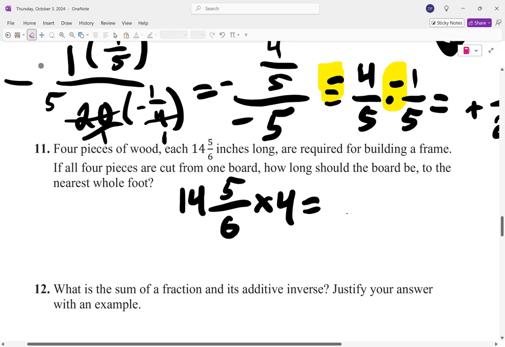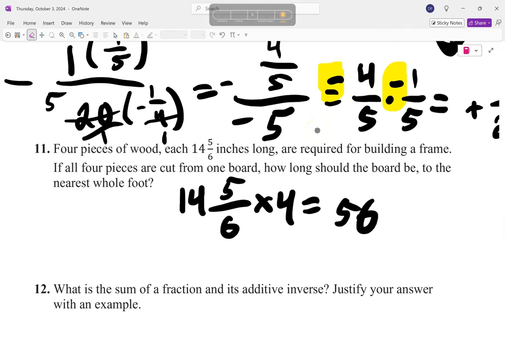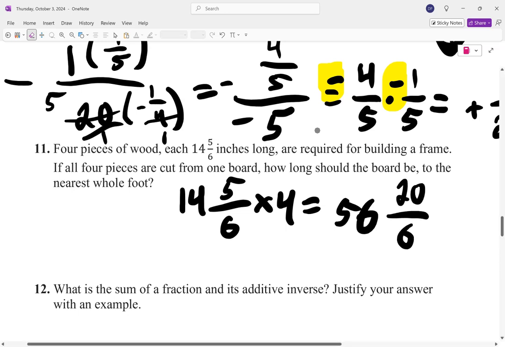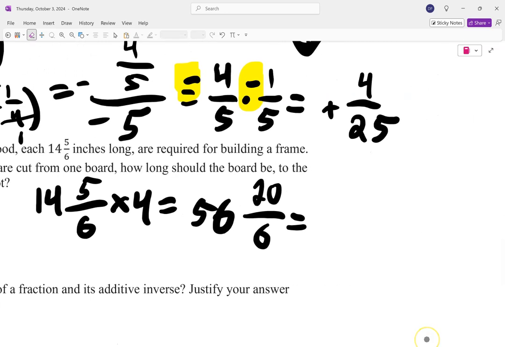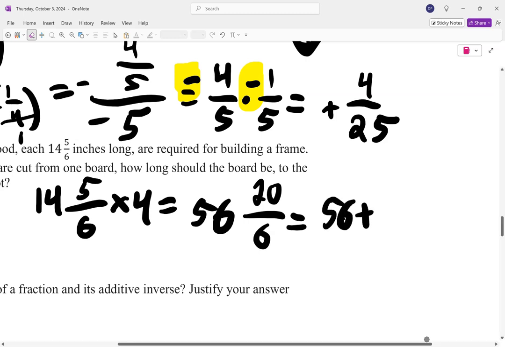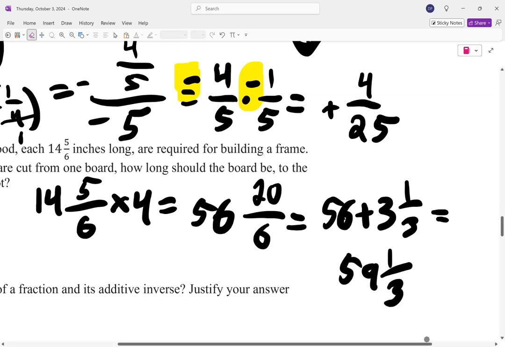And we can multiply these separately. So that'd be 40, 56. And 4 times 5 is 26. Which makes, how many is that? 6 going into 20, 3 and 2, 6, 3 and a third. So 56 plus 3 and a third, which makes 59 and a third. So it says in the question, I believe, how long should the board be to the nearest whole foot? So the nearest whole foot is 5.